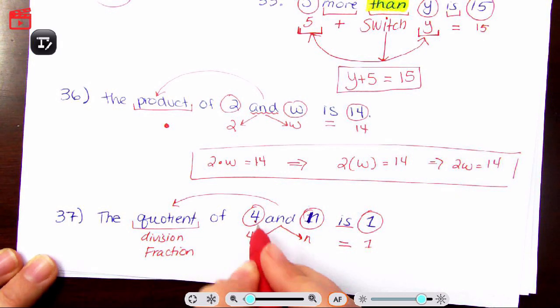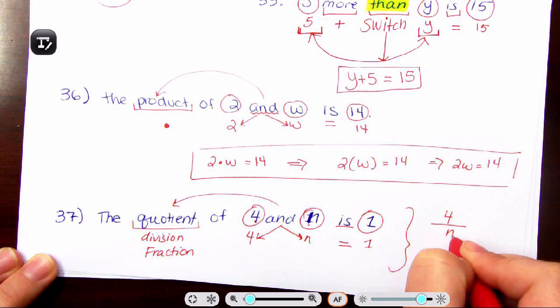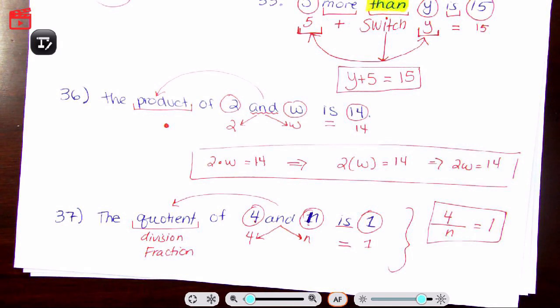The first thing you see goes on the top. The second thing you see goes on the bottom. So what is our answer? 4 divided by n is 1. And that is it. And that is your answer key for your Unit 1 test.